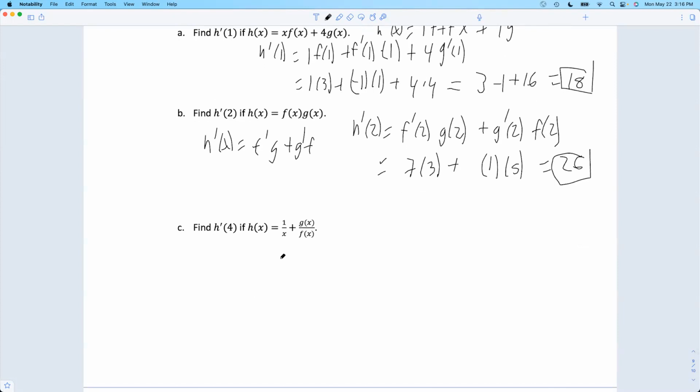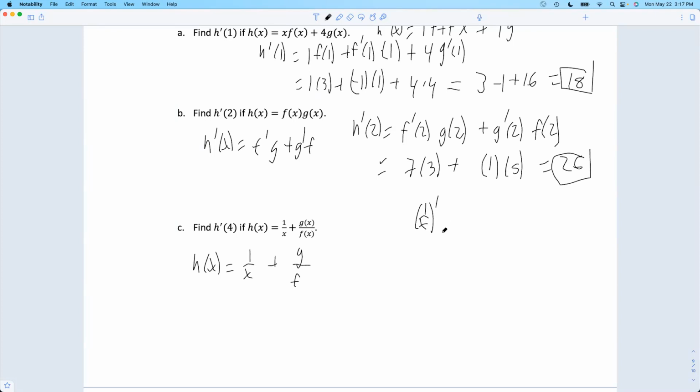Okay, h prime at 4. We're going to have to do a little thinking here. We're going to have to actually take a derivative. So h of x is 1 over x plus g over f. I'm going to have to find the derivative of 1 over x. So let's just consider this guy right here by himself for a minute.